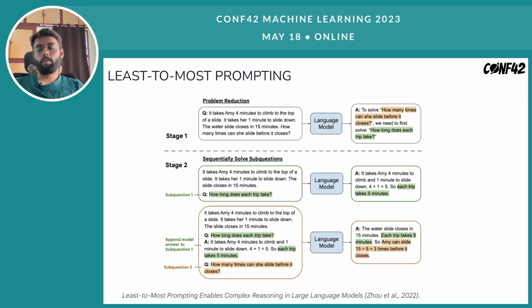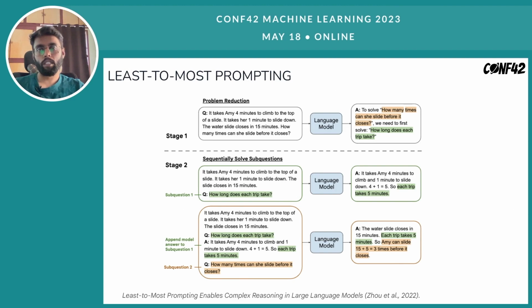One paper that implements this is least-to-most prompting. The idea of this paper is that they have broken down the approach into two stages. In the first stage, they prompt the model to come up with sub questions. So given a broader question, they prompt the model to come up with sub questions. And in stage 2, they sequentially ask the model to solve the questions one by one.